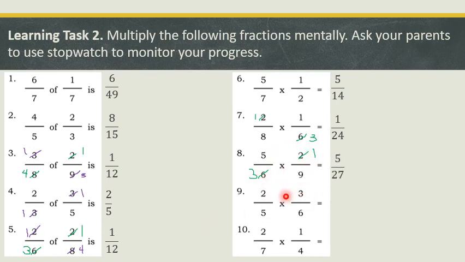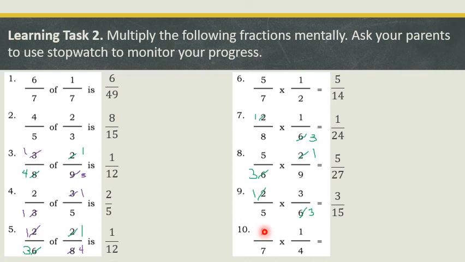Then, next, ang 2 at 6 ay may common factor. Pwedeng i-divide sa 2. So, 2 divided by 2 is 1. 6 divided by 2 is 3. So, yung kabila naman, wala naman siyang common factor. So, multiply natin. 1 times 3 is 3. 5 times 3 is 15.